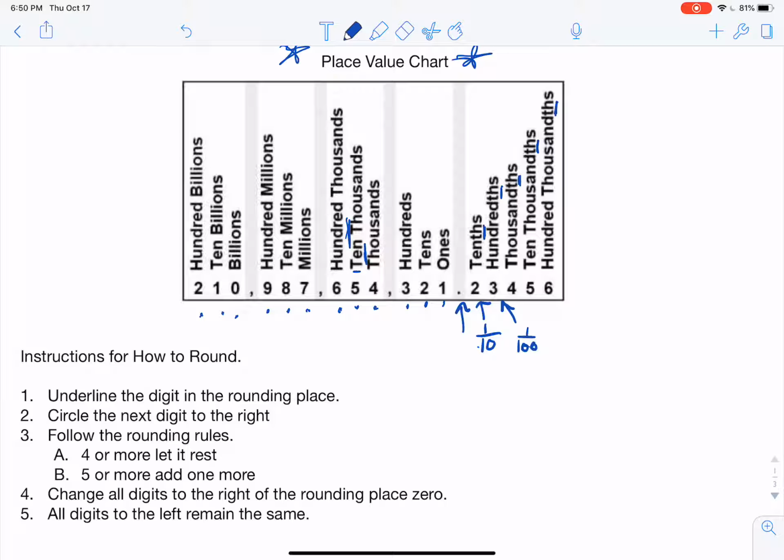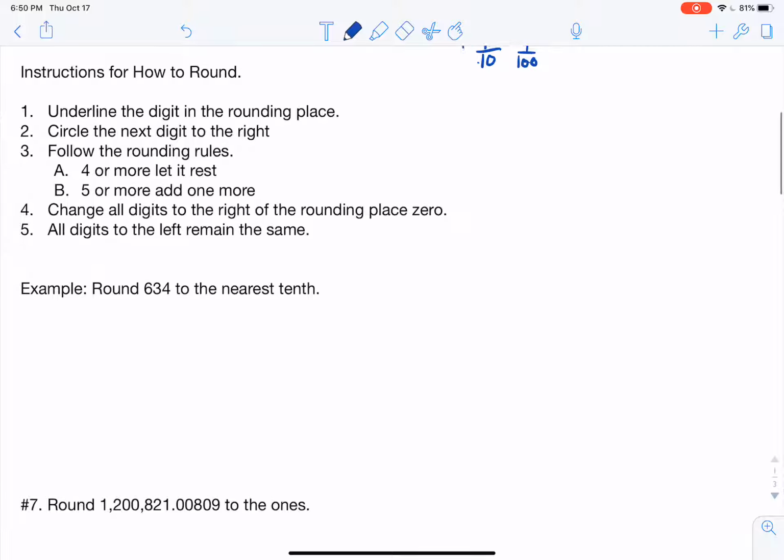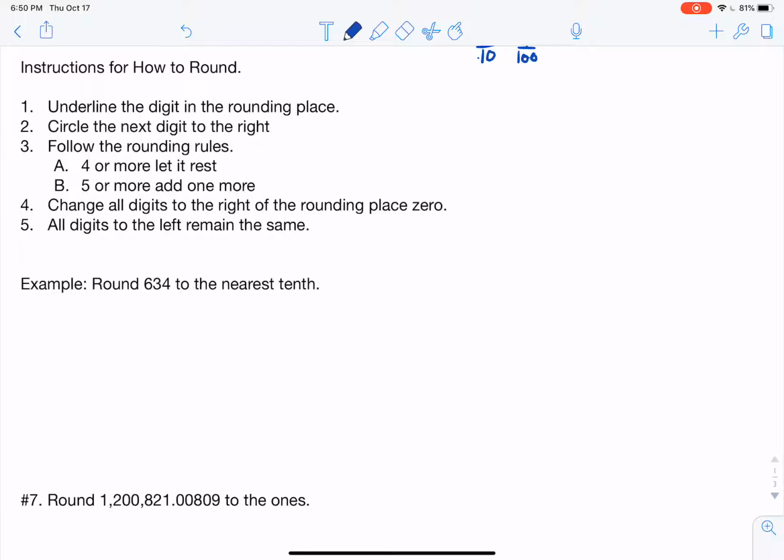Okay, so once you have your place values mastered, you will need to use this to round. So instructions for how to round. This is just a protocol I think is really helpful when learning how to round. Once you get better at it, you won't need to do this, but this is a nice protocol I like to use when I'm tutoring students. So underline the digit in the rounding place. I'll talk about that in a moment.